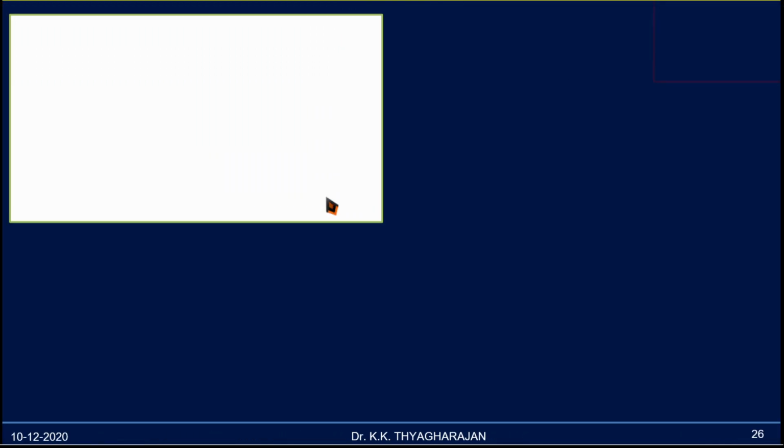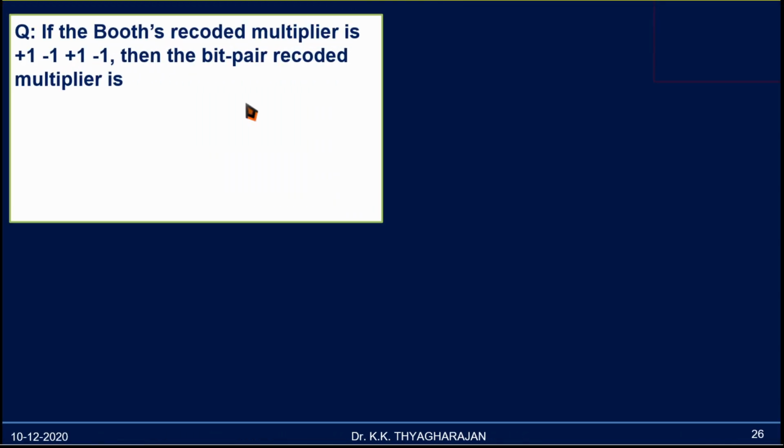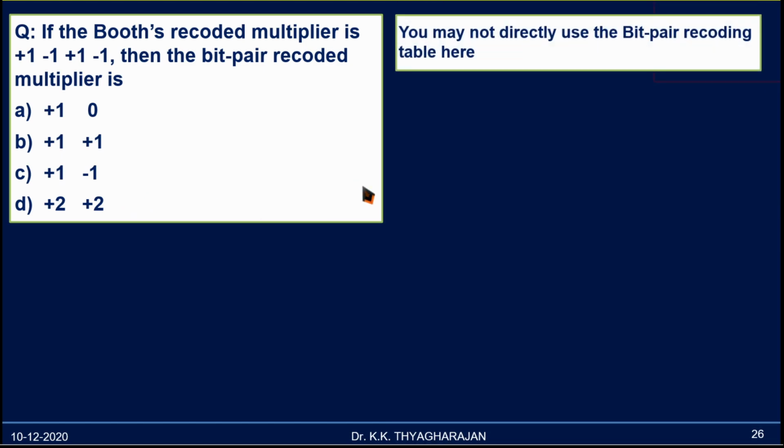Now let us see a different question. If the Booth's recoded multiplier is plus 1, minus 1, plus 1, minus 1, then the bit pair recoded multiplier is: A, plus 1, 0; B, plus 1, plus 1; C, plus 1, minus 1; D, plus 2, plus 2. In this case, you may not directly apply the Booth recoding table because instead of giving the decimal number or binary number, they have given the recoded multiplier itself here. Now we have to convert this to the bit pair recoded multiplier. So you have to pair these values like this.